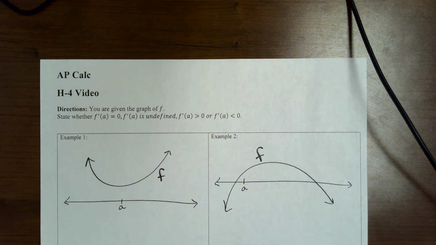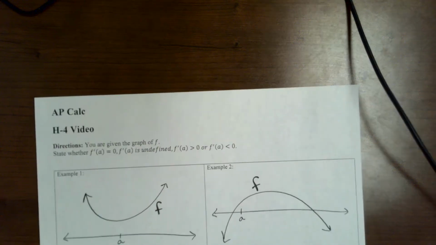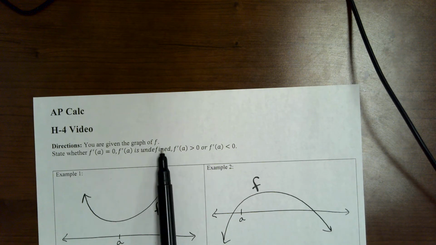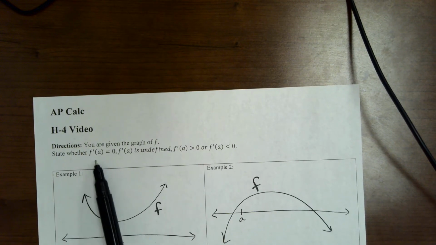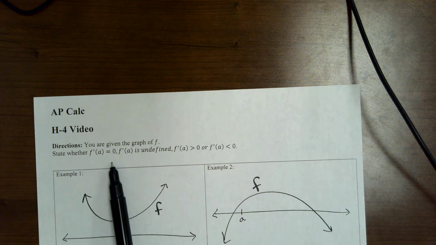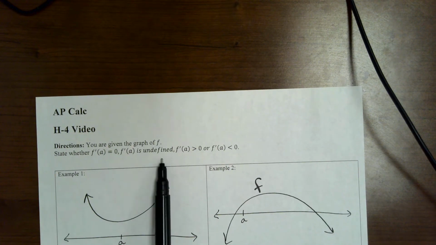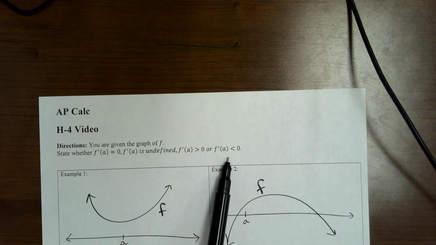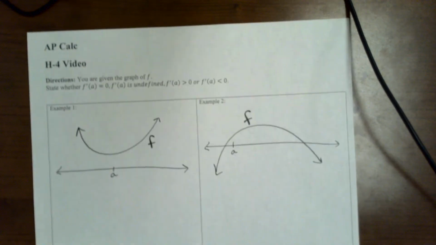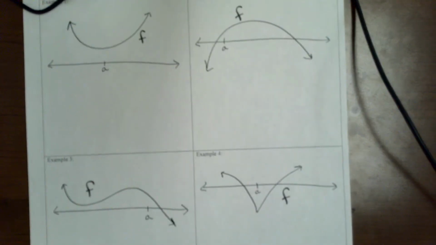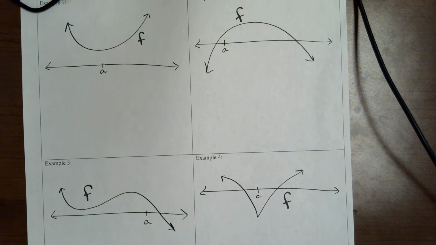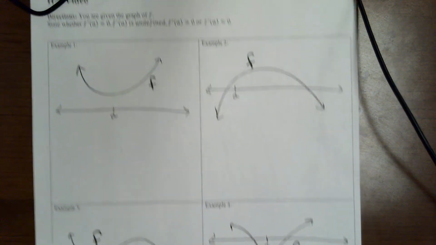Okay, so here's H4. This should be short. The directions are that you are given the graph of f. State whether f prime of a is 0, undefined, greater than 0, or less than 0. So here are our 4 graphs, and I've indicated an x value a on each of them.